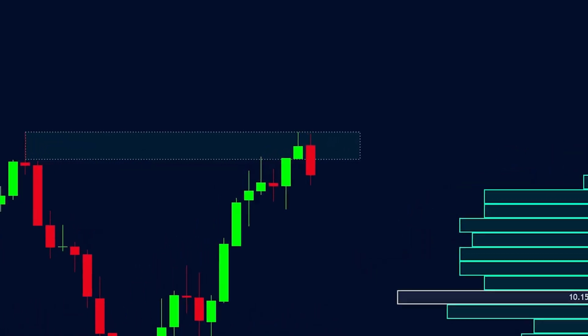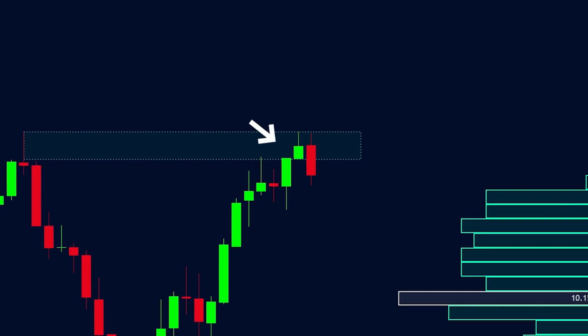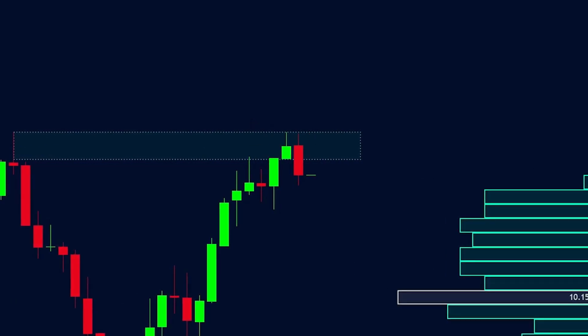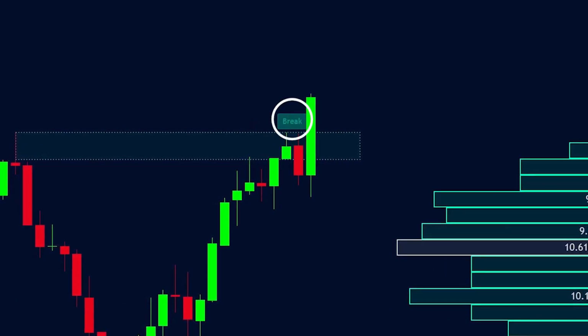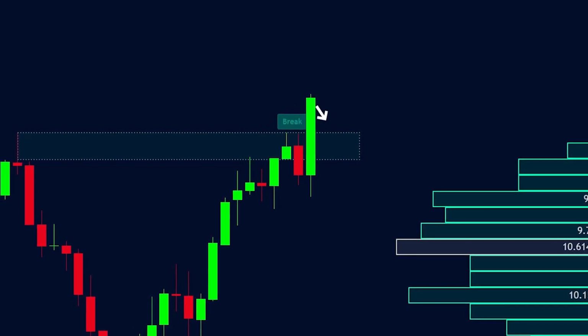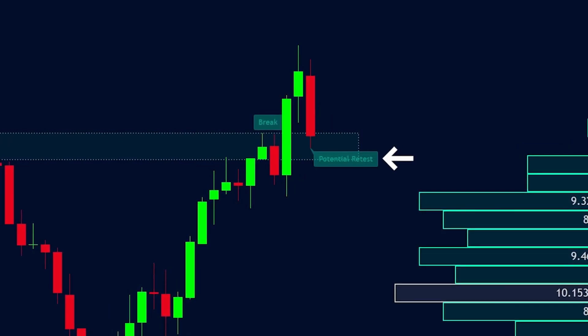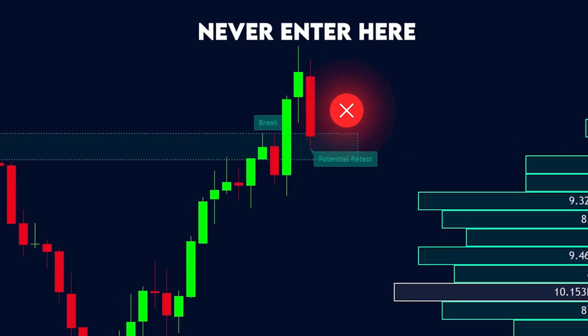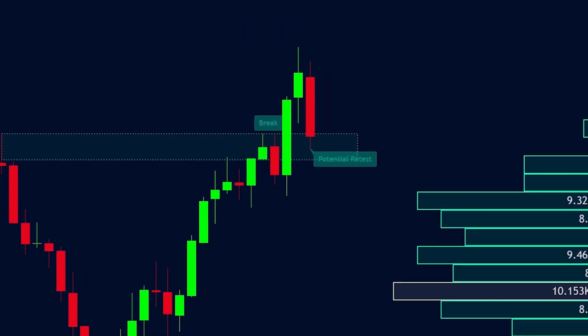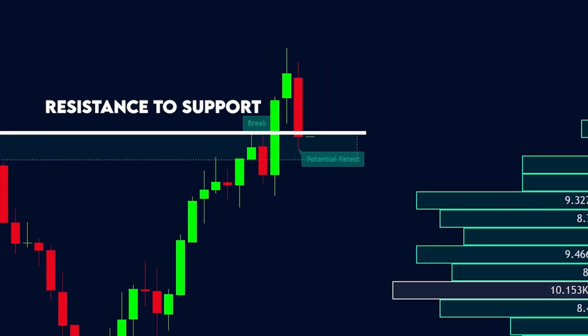For long entries, first, you want to identify a resistance level that gets broken. The breaks and retests indicator will label this with a break when price pushes through. Second, wait for price to return and retest this broken resistance. The indicator will mark this with a retest. This is important as we never enter on the initial break. We only enter after price confirms the level has flipped from resistance to support.